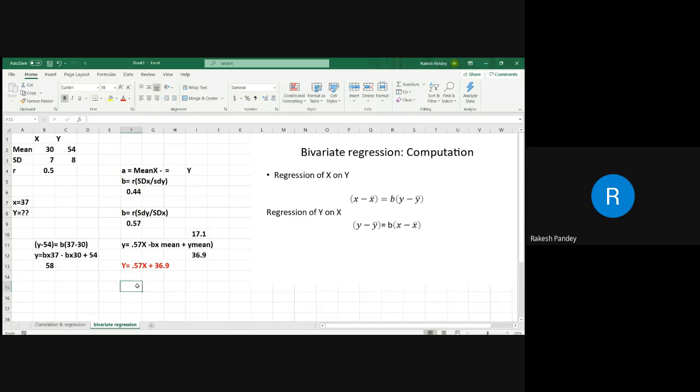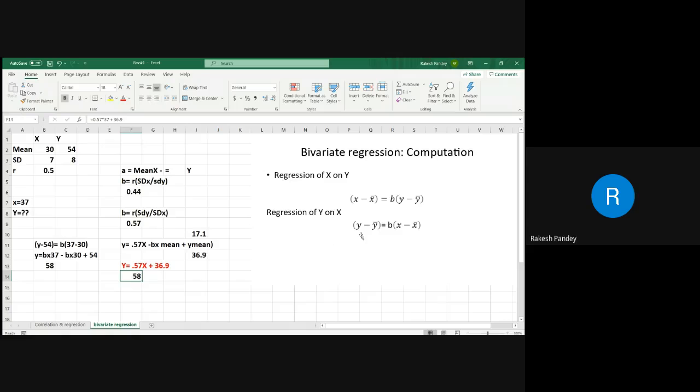And if you have been asked two questions, write the regression equation in raw score form and make this prediction, now you can put this value. X is 37. So 0.57 into 37, sorry, plus 36.9, it is 58. So if only prediction is asked, then this is the easiest method.